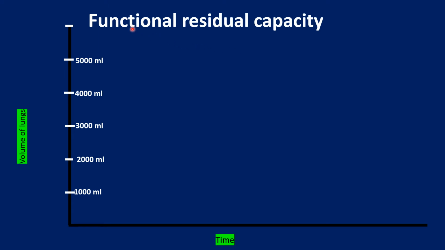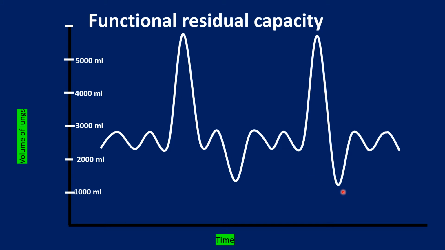Now we'll see the functional residual capacity. In this spirogram, the functional residual capacity is represented by this arrow. We need to define this functional residual capacity: the amount of air that remains in the lungs after the normal expiration is the functional residual capacity.